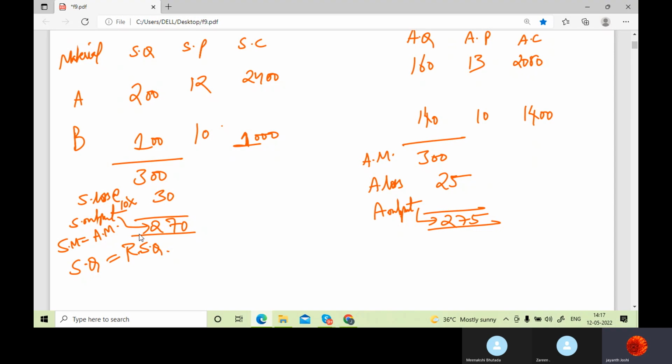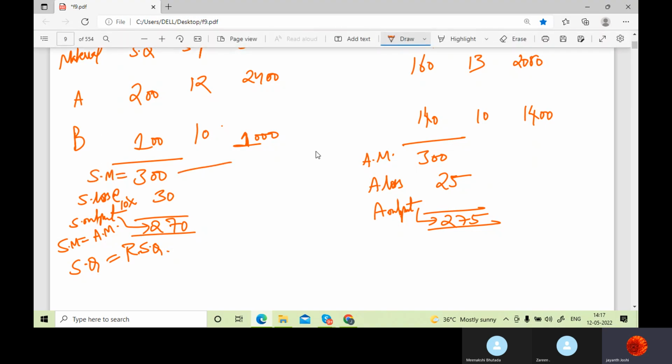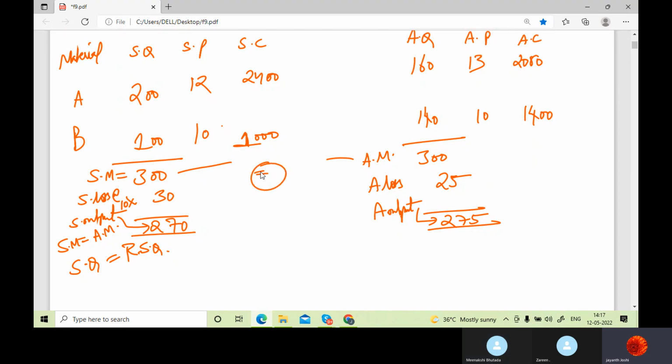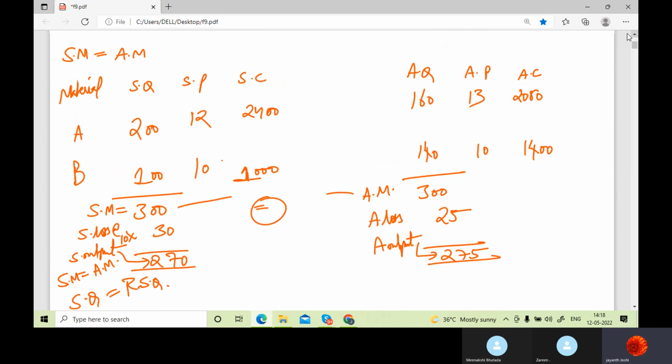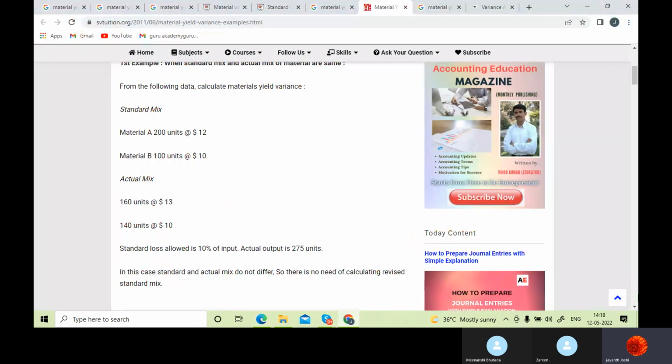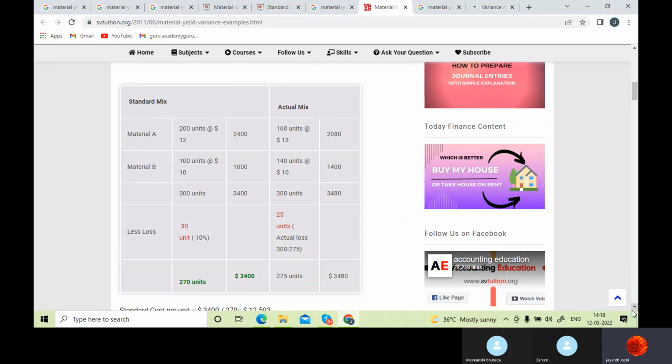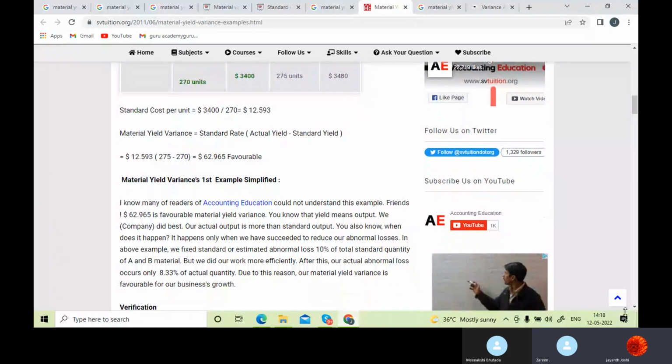Okay. So first of all, in this question, the standard mix is equal to actual mix. These two are equal. And these are the outputs. So when standard mix is equal to actual mix, the standard quantity itself becomes the revised standard quantity. Correct or wrong? Yes. So now you can find out the variance very easily. So I'm telling the formula.